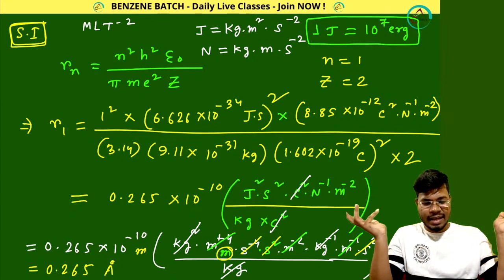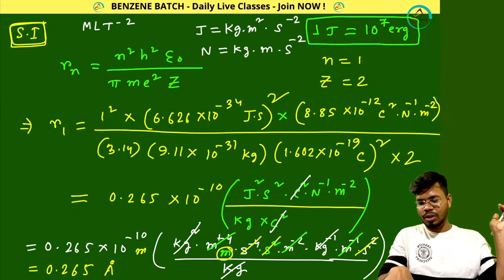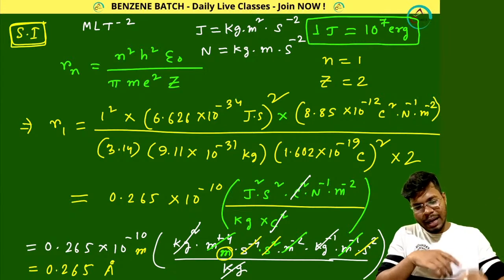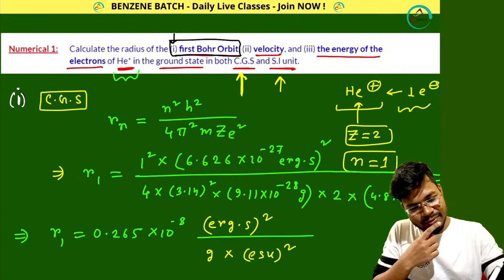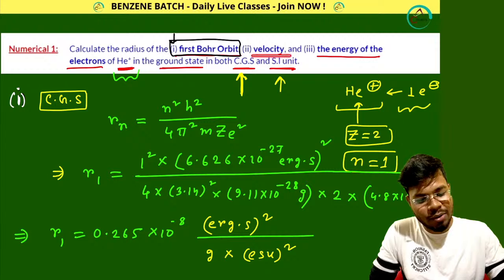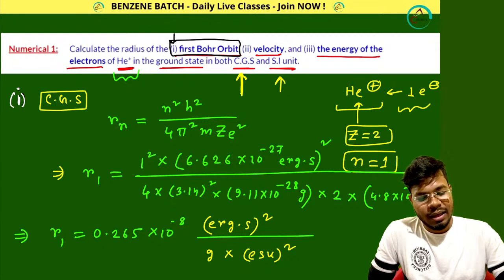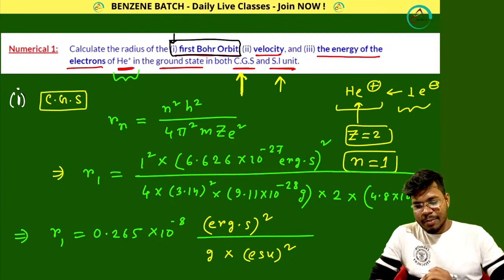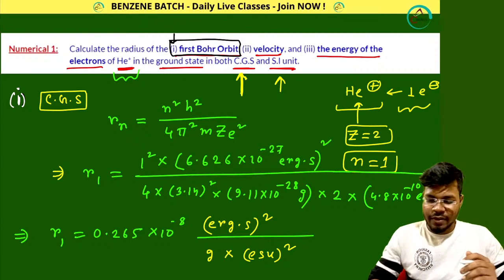That's the answer. So this is how you can do this. So we have calculated this one only, the first Bohr orbit radius. Next we have to calculate the velocity. You can calculate the velocity in a similar way.